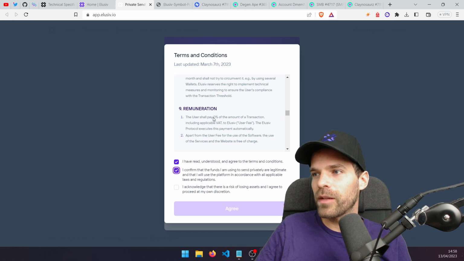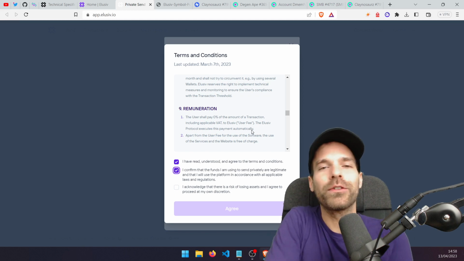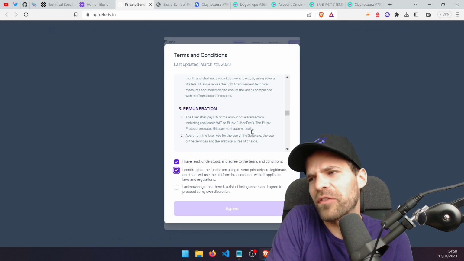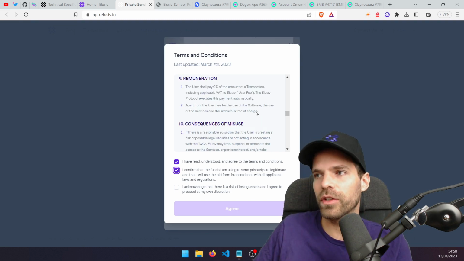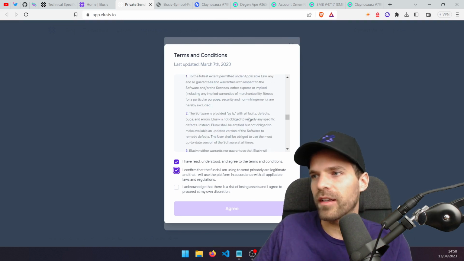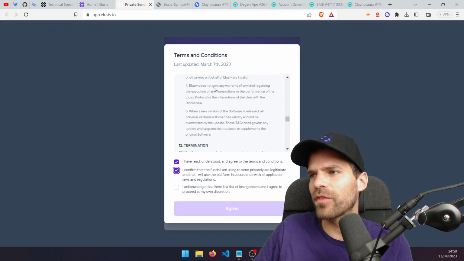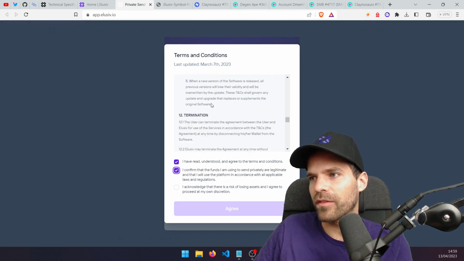Elusiv: the user shall pay 0% of the amount of a transaction. The Elusiv protocol executes this payment automatically. Yes, you shall take 0% of every transaction. I'm fine with that. That seems fair. The use of the services and the website is free of charge. Software is provided as is. Of course, we always read that. Elusiv gives no guarantees that we continue the service indefinitely. Yeah, a bunch of legal blah blah that they probably have to write.